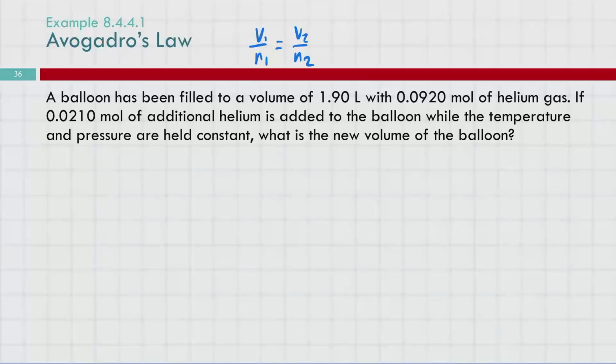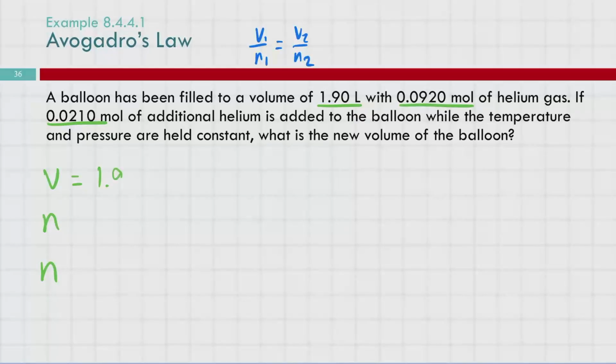So our example for Avogadro's law: a balloon has been filled to a volume of 1.90 liters with 0.0920 moles of helium gas. So it floats. We can do the raising your voice trick. If 0.0210 moles of additional helium is added to the balloon while the temperature and pressure are held constant, meaning we can use Avogadro's law, what is the new volume of the balloon? So we've got a volume, we've got moles, we've got moles. So V, N, and N.